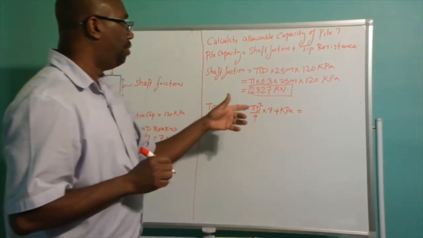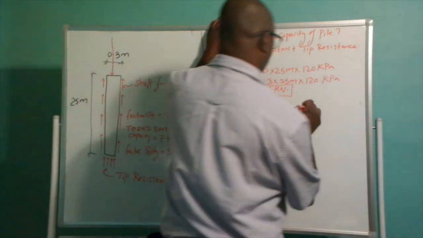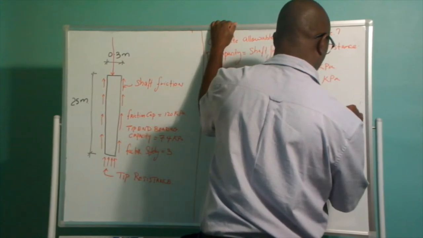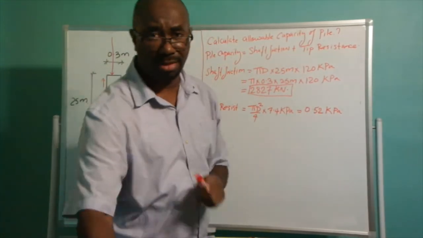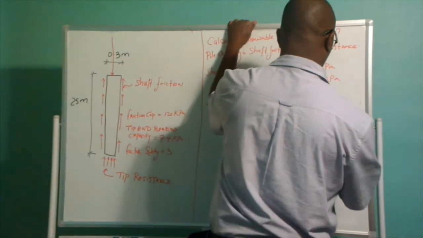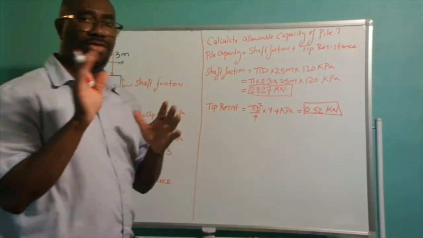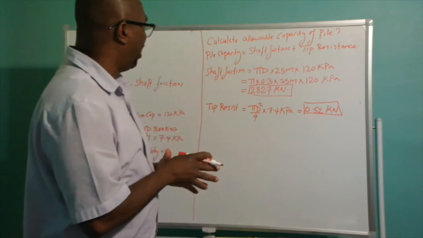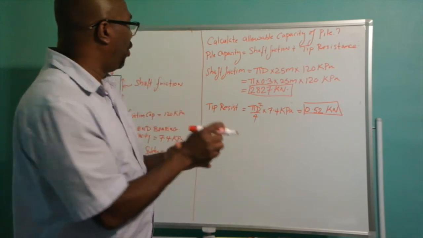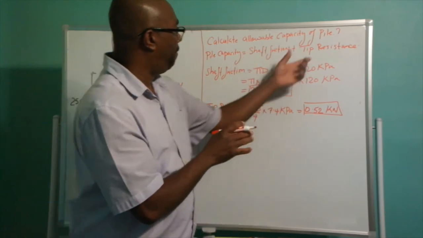And when you do this calculation, you're supposed to end up with 0.52 kilonewtons. Sorry, this is supposed to be kilonewtons, not kilopascal. So, therefore, we have calculated the shaft friction and we have calculated the tip resistance. So, remember now, the pile capacity is the shaft friction plus the tip resistance.